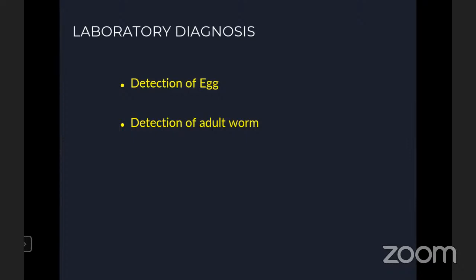Next one is the detection of the adult worm. Mostly the adult worm is found crawling out of the anus when the children are sleeping, and it is detected in stools after collection. It may be seen in an enema, and it may be seen in the appendix during appendectomy.